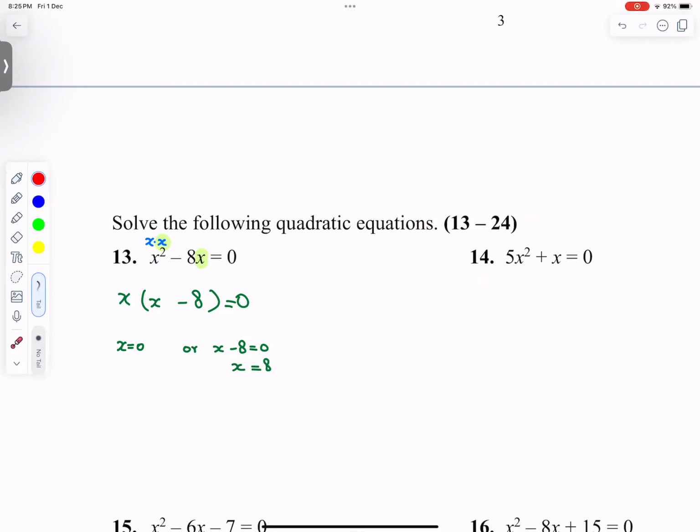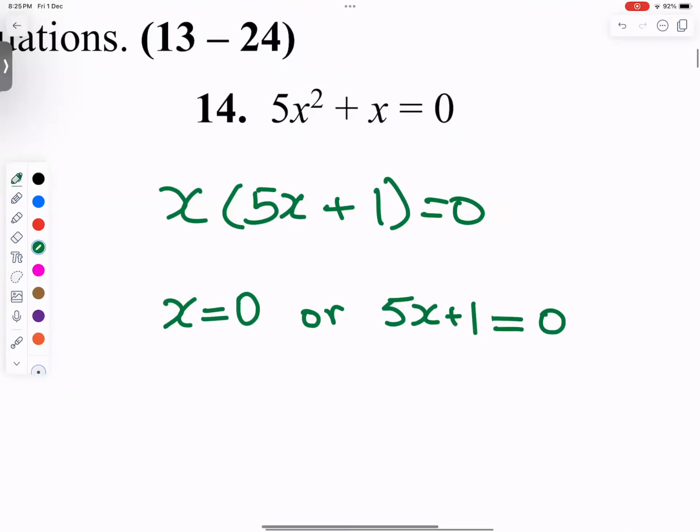x bracket 5, plus, no, 5 what? 5x, because we had 2 of the x's there. Plus 1, equals 0. Nothing else is left, so there's a hidden one. And then x equals 0 or 5x plus 1 equals 0. So x is 1 over 5. Okay, let's move positive 1 to the other side first. Or negative 1. Negative 1 over 5.